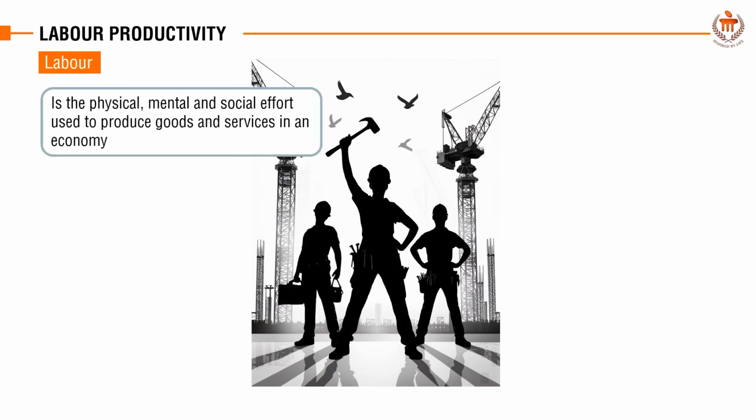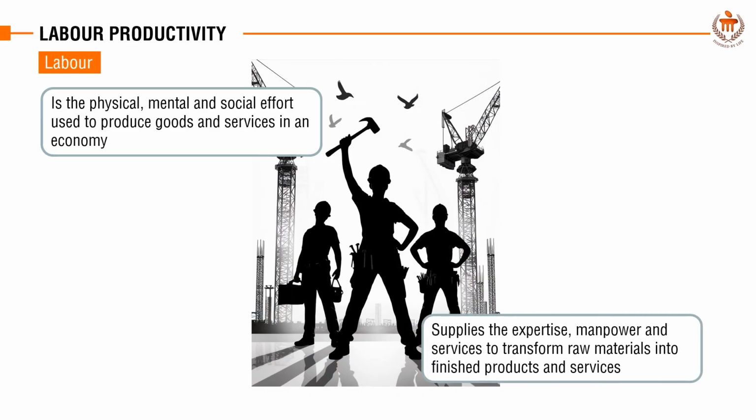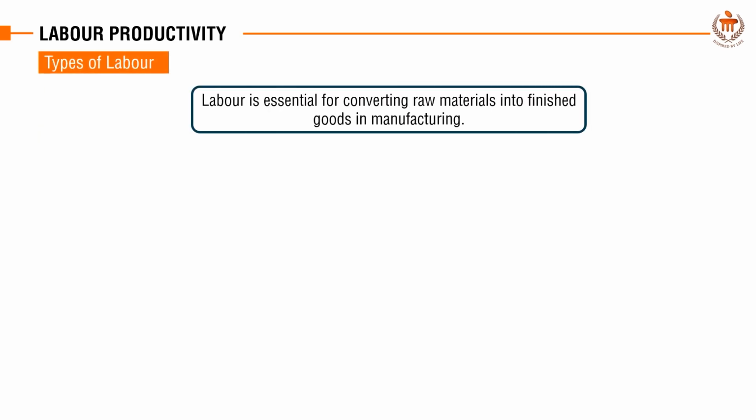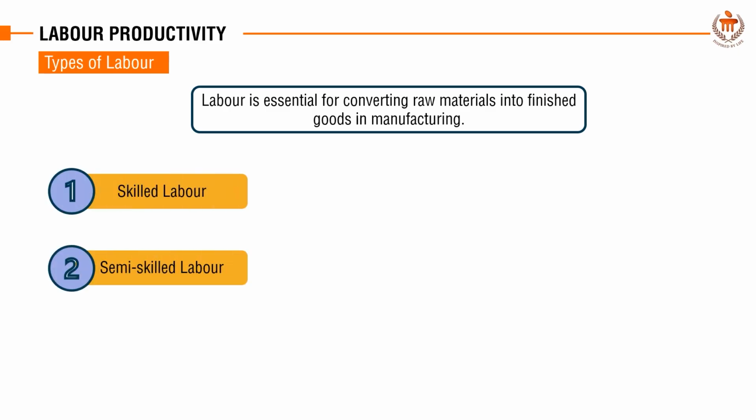Furthermore, labor refers to the physical, mental, and social effort used to produce goods and services in an economy. It supplies the necessary expertise, manpower, and services to transform raw materials into finished goods and services, playing a crucial role in driving economic production and meeting market demands. In addition, labor is essential in the manufacturing process and plays a key role in converting raw materials into finished goods. It can be broadly classified into three types. Number one, skilled labor. Number two, semi-skilled labor. Number three, unskilled labor.